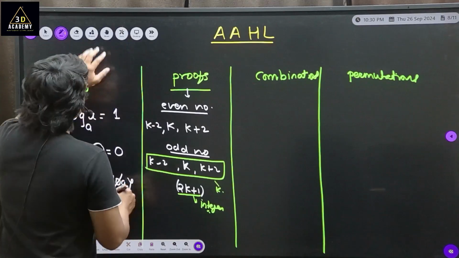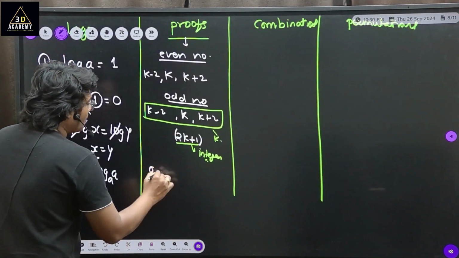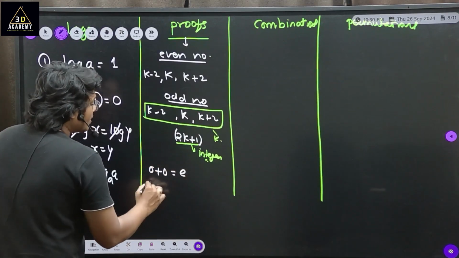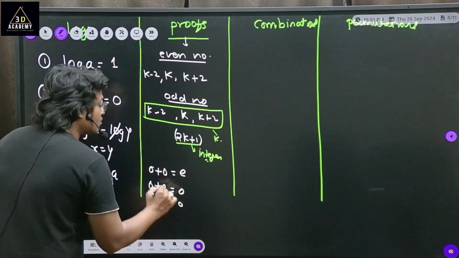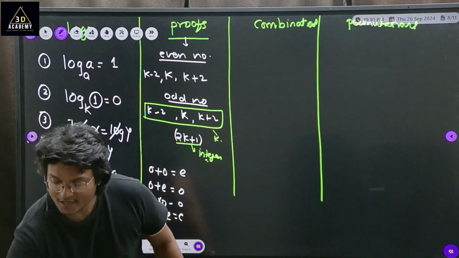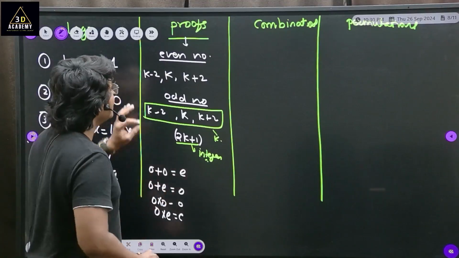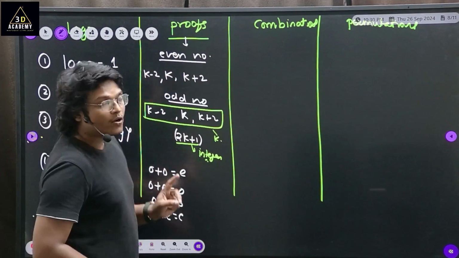Then you need to remember some results. Let's say odd plus odd is even, then odd plus even is odd, then odd into odd is odd only, then odd into even is even. This kind of results you need to remember. Getting it? So these are the few things you need to remember in proofs. There is one more thing in proofs.